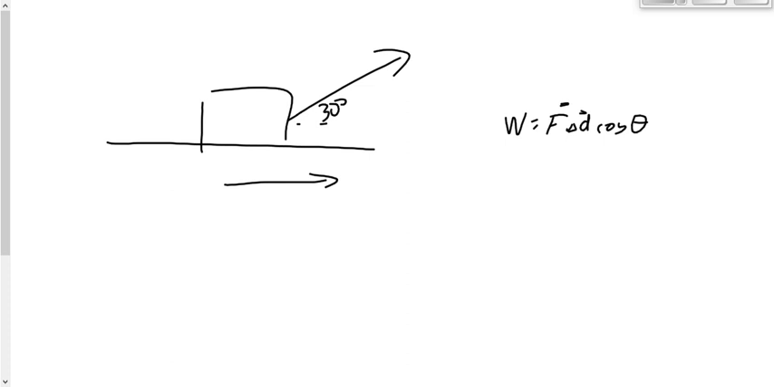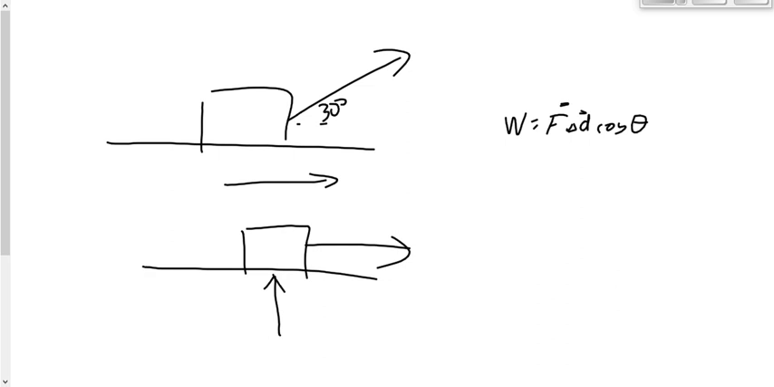What if it's moving this way, and I apply a force this way. I lift up on it. Do I need to include theta then? Technically, yes. What is theta? No, not 0. What is it? It moves to the right. I push on it upwards. What's the angle between the force and the displacement? 90. But what's cosine 90? 0. What's the work done on this? 0, right?